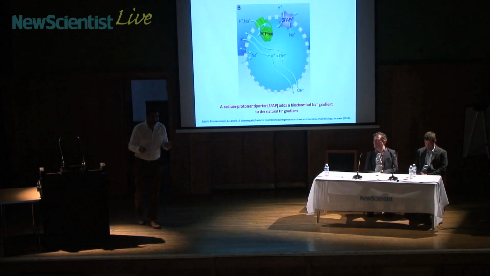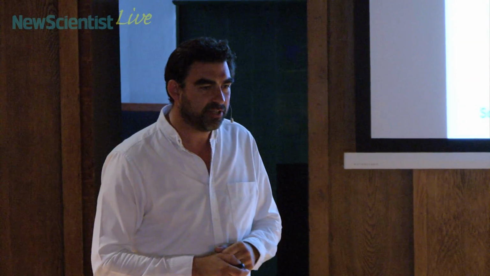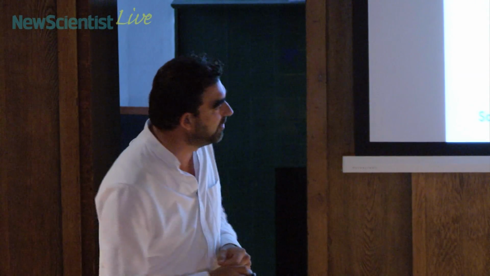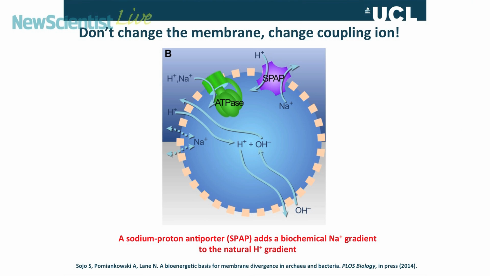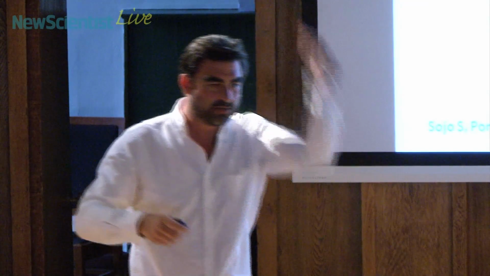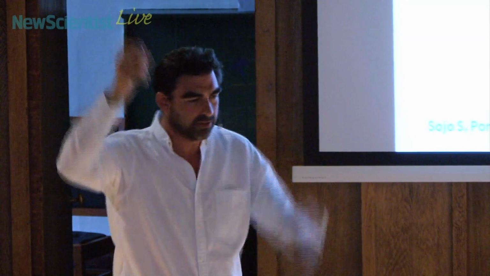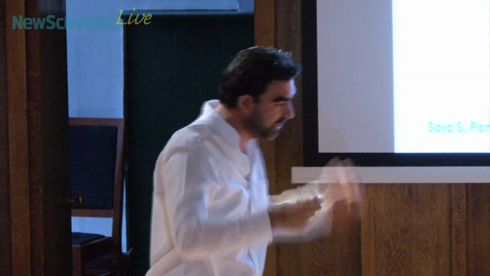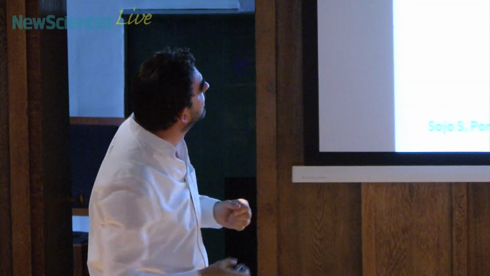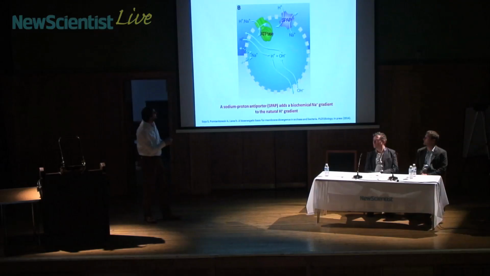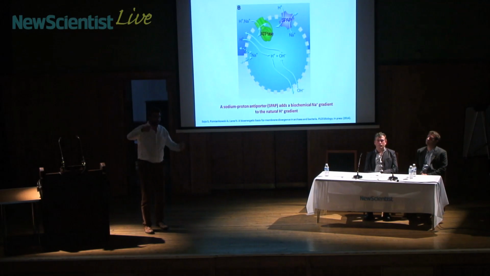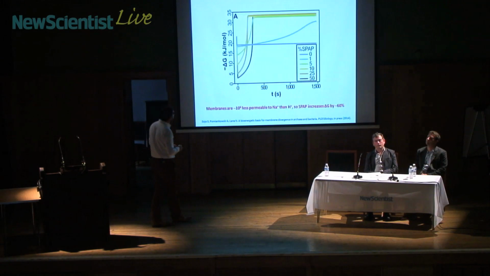One possible answer is not changing the composition of the membrane, but changing what we call the coupling ion. So instead of running everything off just protons, if you were to insert an antiporter in this membrane, which is really just a turnstile, a proton comes through and a sodium ion goes out, another proton comes through, another sodium goes out. Sorry, I'm losing my microphone. So basically then you have a natural proton gradient which is capable of driving a biochemical sodium gradient. And one will add on to the other.